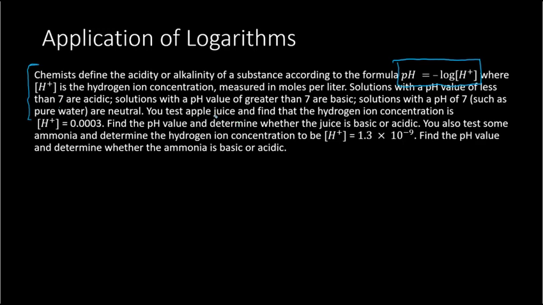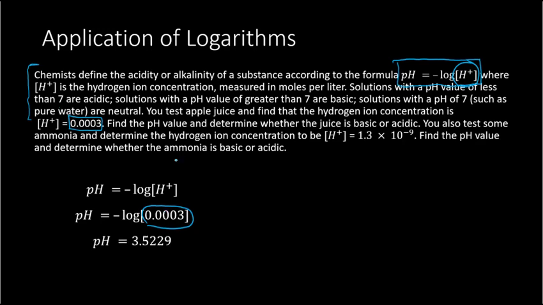So what we're doing here is you're testing apple juice, and you find the hydrogen ion concentration is 0.0003. We're trying to find the pH value and determine whether the juice is basic or acidic. So what you do is you plug in 0.0003 in place of H positive right here, and that will give you your solution. All right, so we take that formula, we plug in the 0.0003, and then on your calculator, you just type that in. It's a base 10, right? So you push the log button, and then you push 0.0003. Just the way we showed you with the Google calculator. And that's going to give you a negative 3.5229.